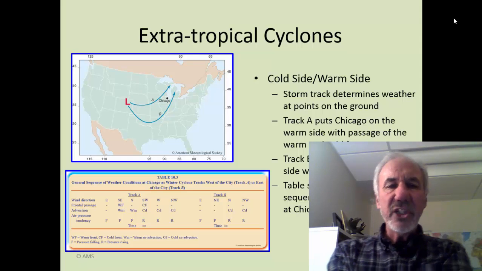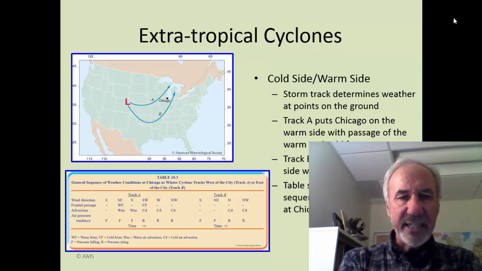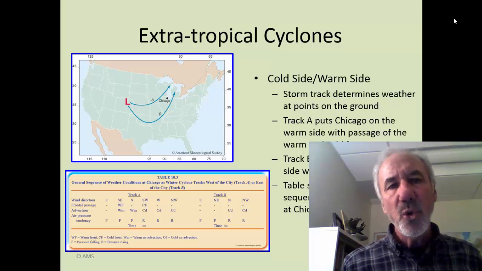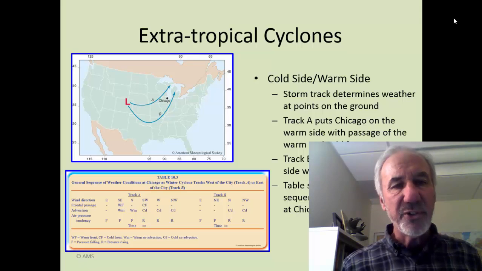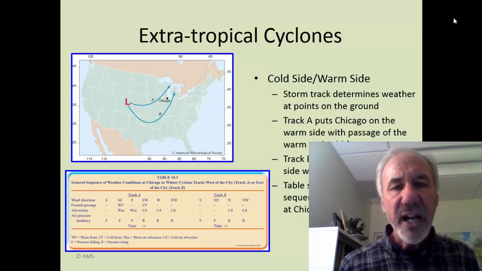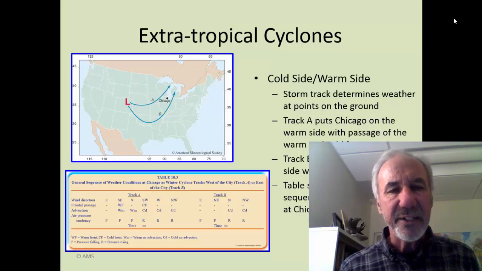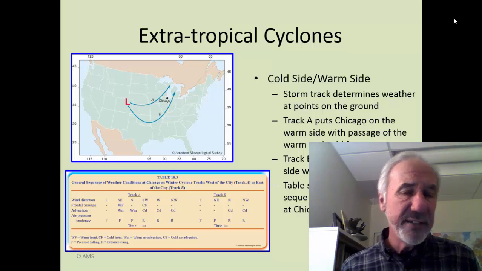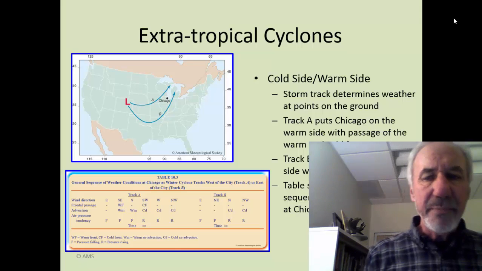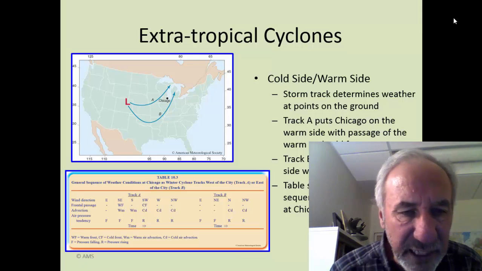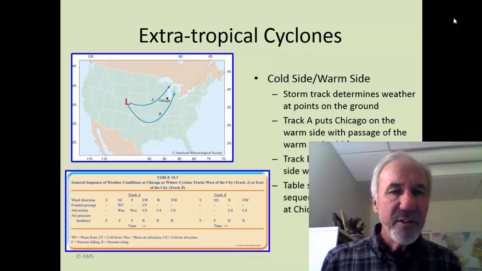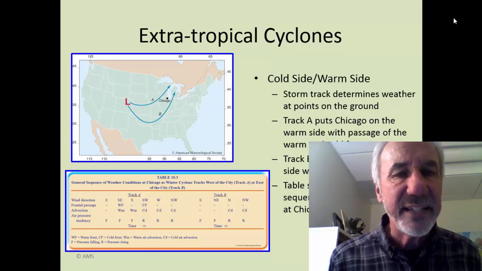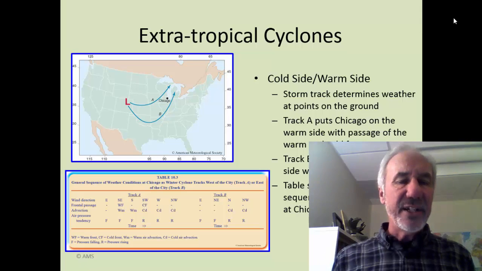In other words, if that low tracks across the A track, the center of that low will be continuously either to the west or north of Chicago. What that's going to mean is Chicago's going to tend to stay in a southerly airflow until the cold front passes, which means really that if it follows track A, Chicago is going to get very little snow. It's probably going to get mostly rain as it stays in the warm sector out in front of the low.